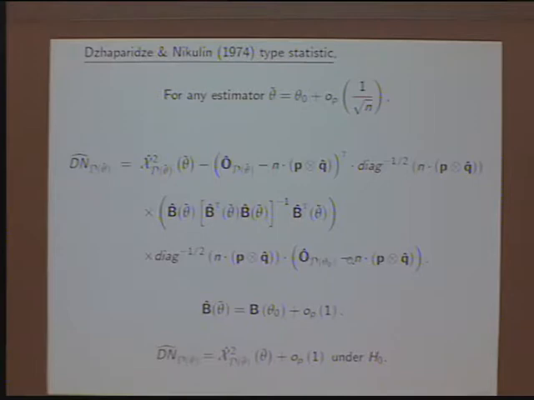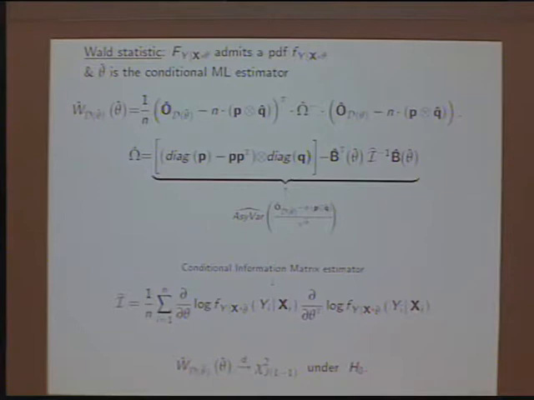Then I'm running out of time. And well, this is another equivalent estimator, as in the literature. We can also derive the distribution for the Wald statistic. This is easy once we know what the variance and covariance matrix of this difference is. And here we have this term, which is related also to the conditional information matrix estimator. In this case, the Wald statistic converges to a chi-square with JL minus J degrees of freedom.